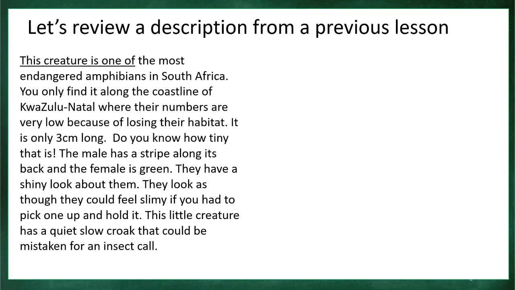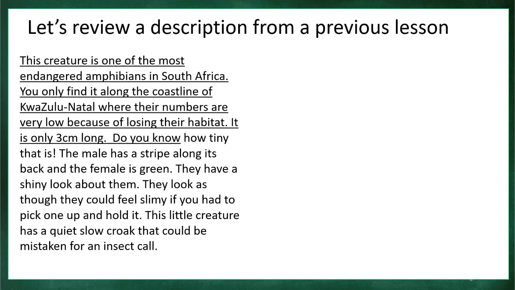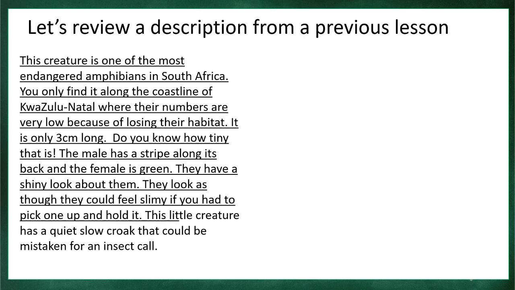This creature is one of the most endangered amphibians in South Africa. You only find it along the coastline of KwaZulu-Natal, where their numbers are very low because of losing their habitat. It's only 3 centimeters long. Do you know how tiny that is? The male has a stripe along its back and the female is green. They have a shiny look about them. They look as though they could feel slimy if you had to pick one up and hold it. This little creature has a quiet, slow croak that could be mistaken for an insect call.